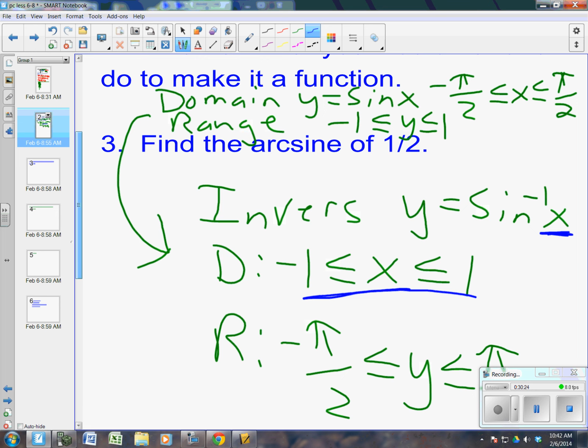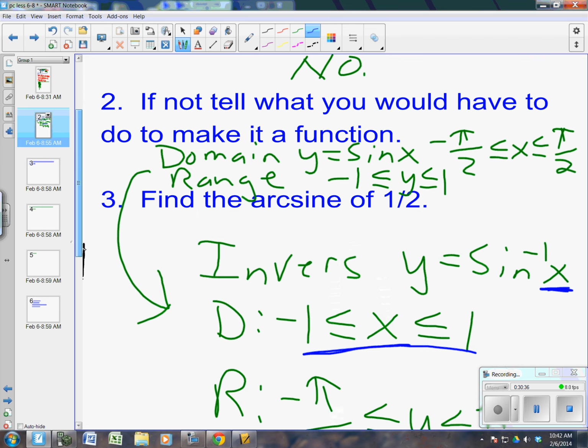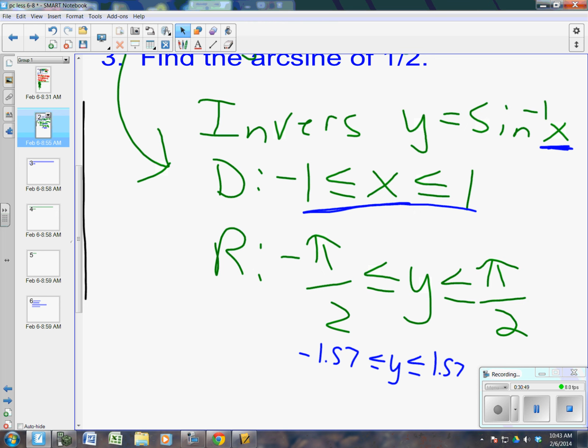If we gave you a function where the amplitude was changed, yes. The range is pi over 2 right here. Your answer is always going to be between negative pi halves and positive pi halves. And by the way, that's about negative 1.57 is less than or equal to y is less than or equal to positive 1.57. That's an approximation. So your answers will always be that on the sine function. Any questions there?